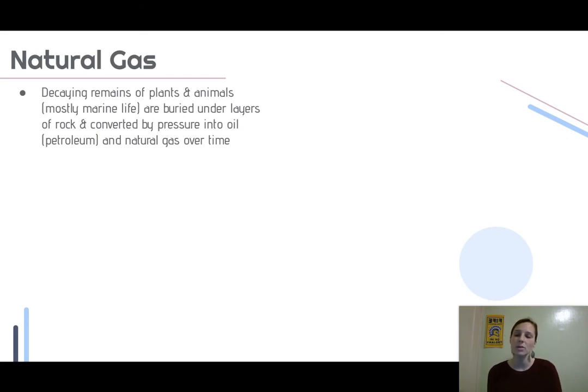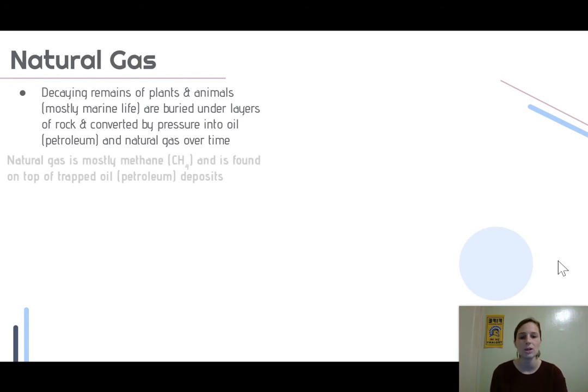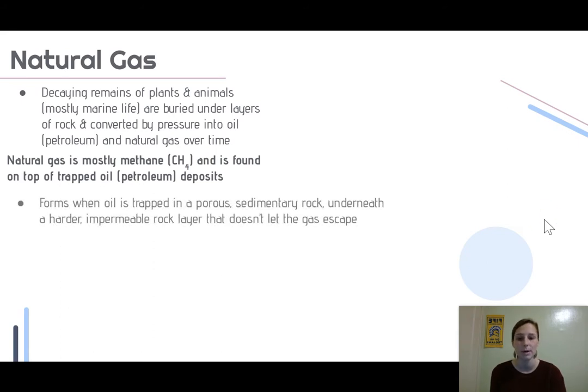And natural gas is going to come where you have the decaying remains of plants and animals, typically in a marine environment, and they're going to be buried under layers of rock. And because of pressure, they're going to be converted into oil, which is petroleum, and then also natural gas over time. So natural gas is mostly going to be methane, which is CH4, and it's going to be found on top of that trapped petroleum deposits.